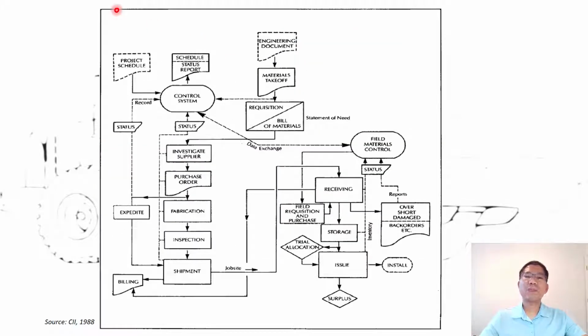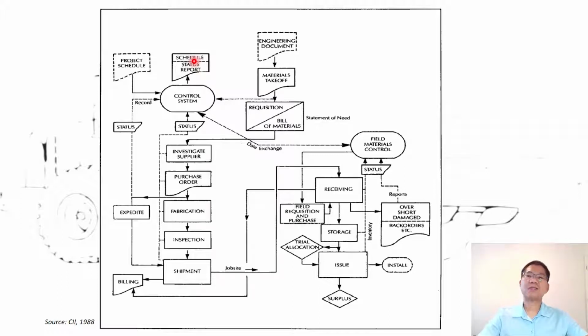And in terms of planning and execution, as you can see, it starts from the engineering documents, and then a material take-off, something you have done in project planning, project 1. And then we have the schedule, so that is also project 1, project 2 for your project planning.